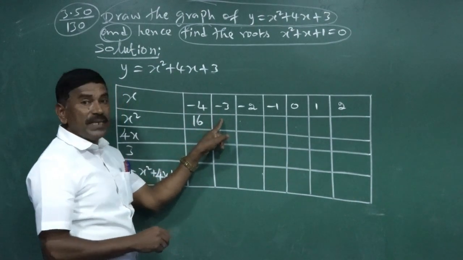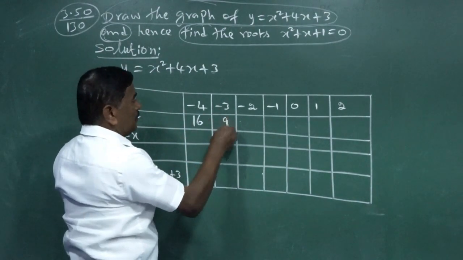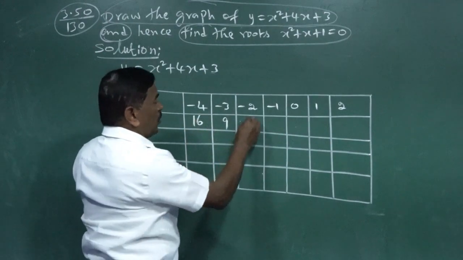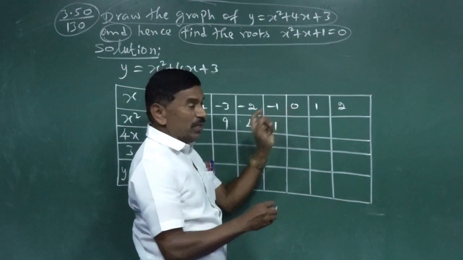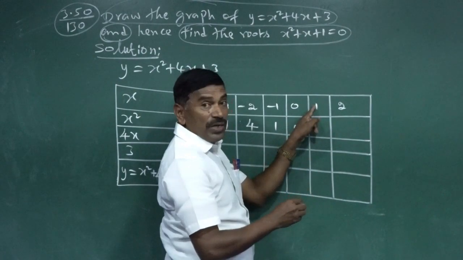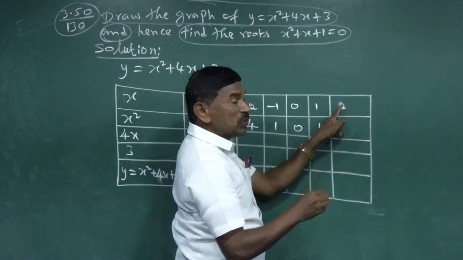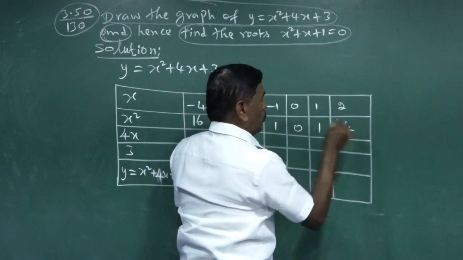Next, -3 the whole square is equal to 9. -2 the whole square equal to 4. -1 the whole square equal to 1. 0 square equal to 0. 1 square equal to 1. 2 square equal to 4.